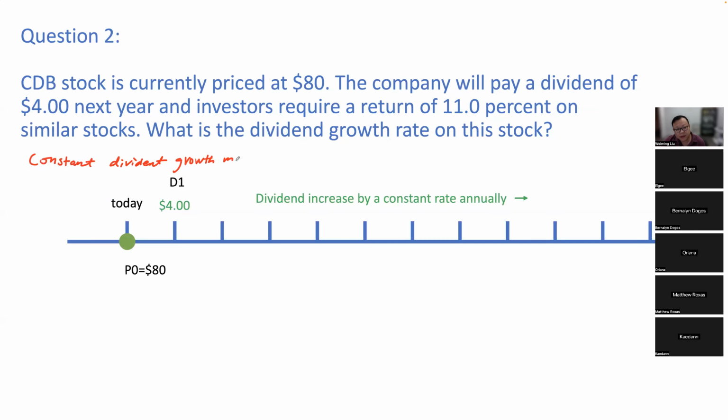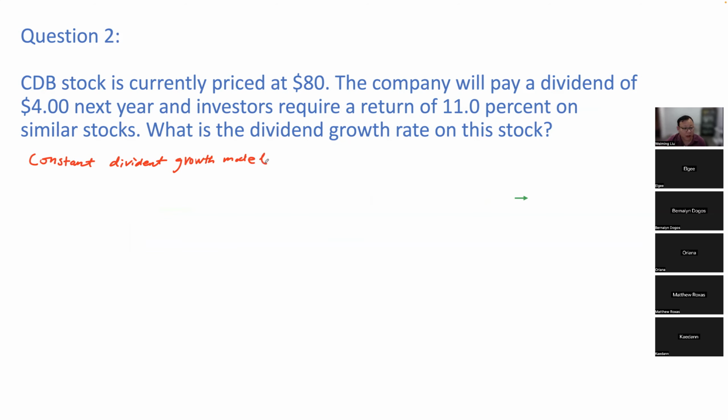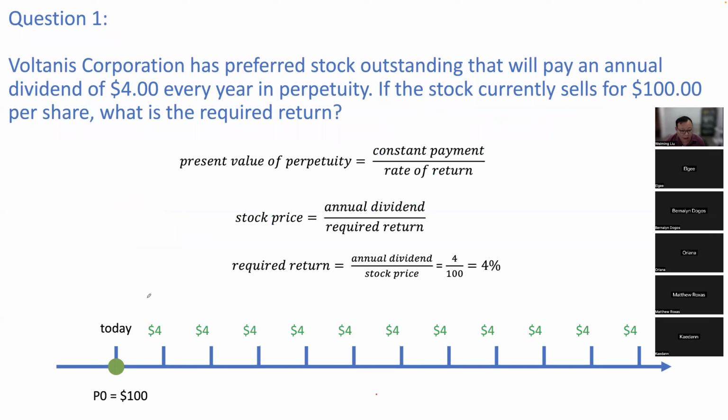So in the previous questions, you can see that this dividend number is always the same, right? It's constant. The payment is constant, so it's always the same amount of money. And so we are using present value equals this constant payment divided by R, right?